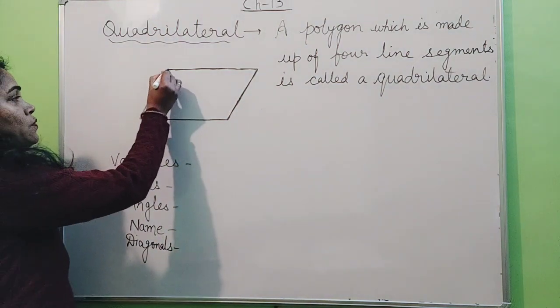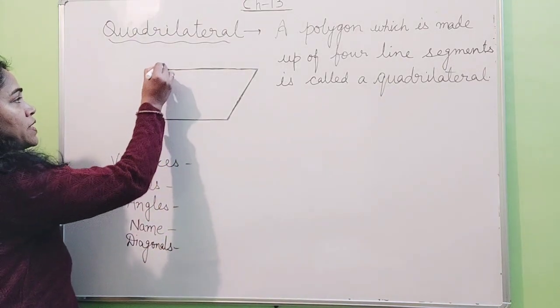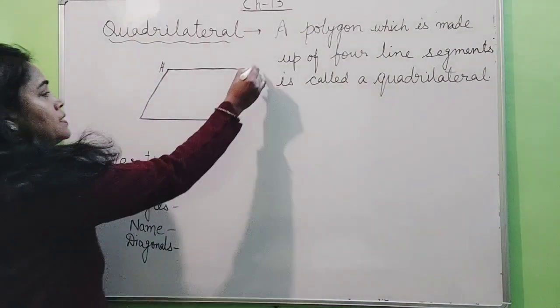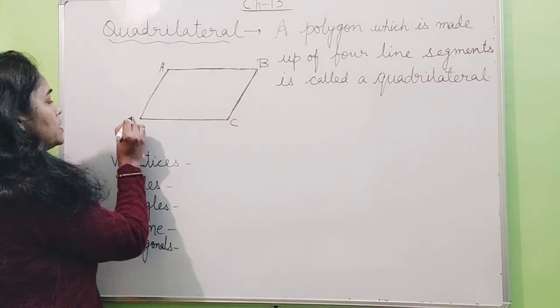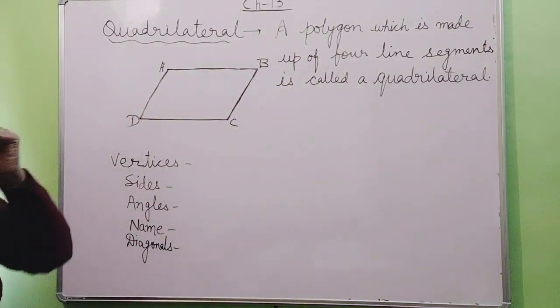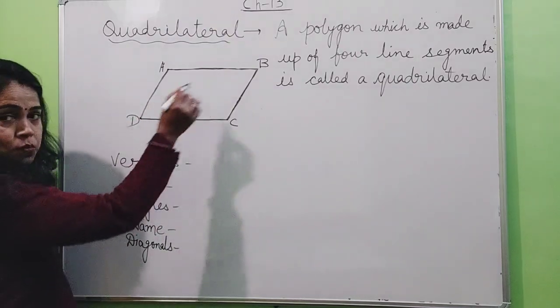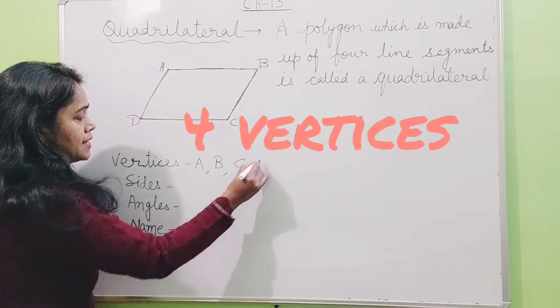The point where 2 line segments meet is called a vertex. So, we are giving names to the vertices. This vertex is A, this vertex is B, this vertex is C and this vertex is D. So, all the vertices I have named. What are the vertices of this quadrilateral? A, B, C and D.